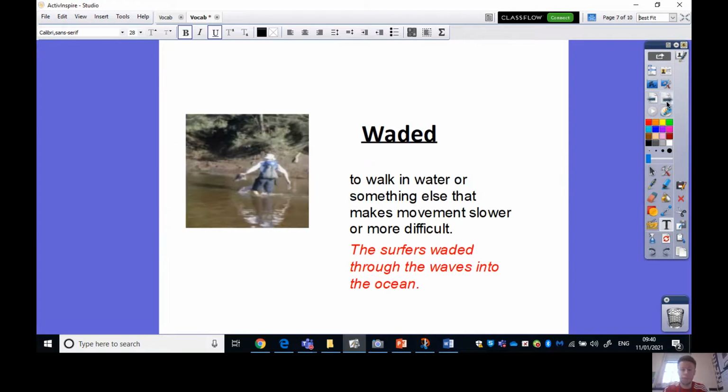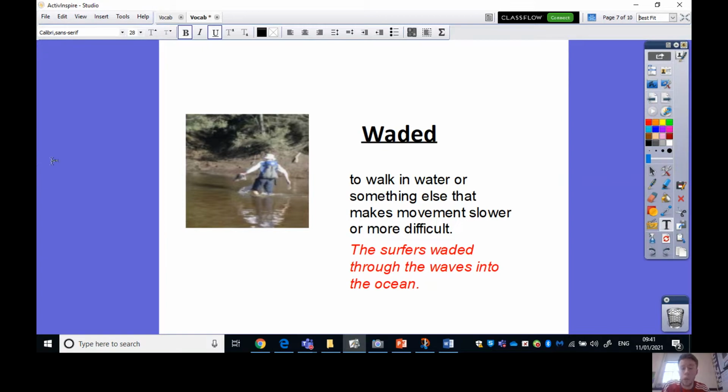Brilliant, well done. So our next word is waded. Waded means to walk in water or something else that makes movement slow or difficult. So you can see the man here wading through the water. Now, do you think you could wade through the streets of London? Why or why not?